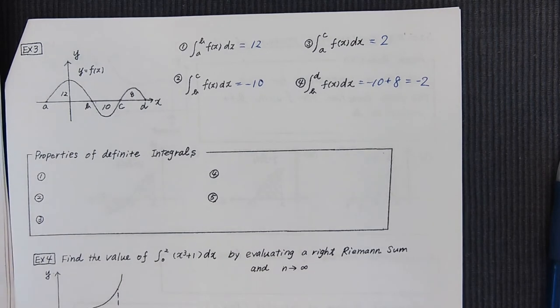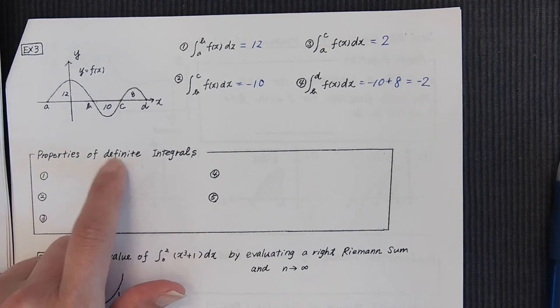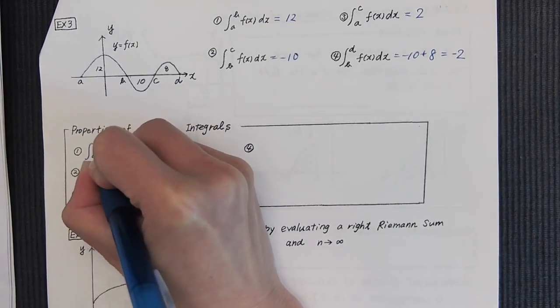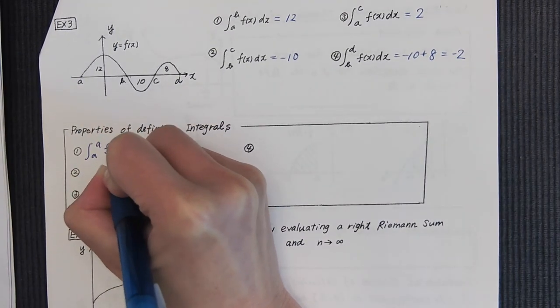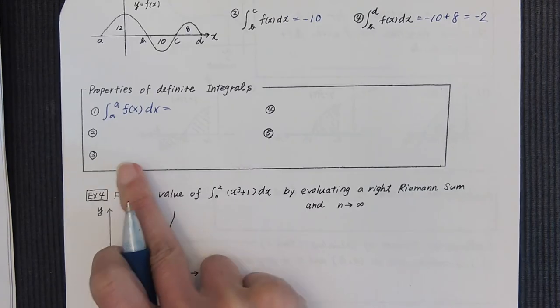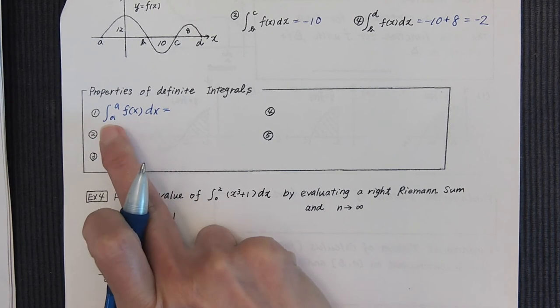There are some properties I want you to understand. Define the integral. Now, what does this mean? I know you don't have a graph, but think about it. There's a function f of x. Then you have the integral from a to a.